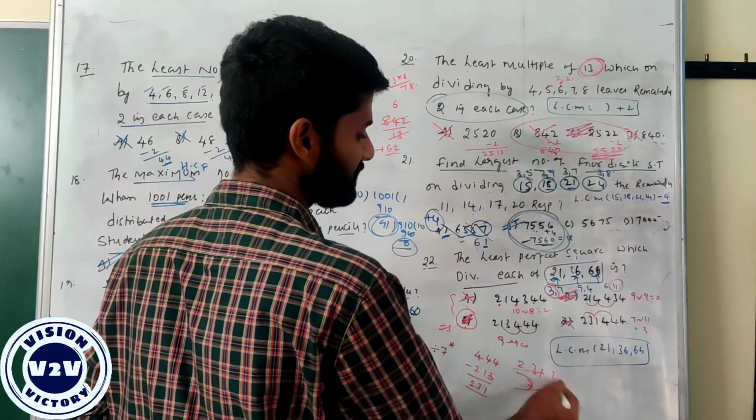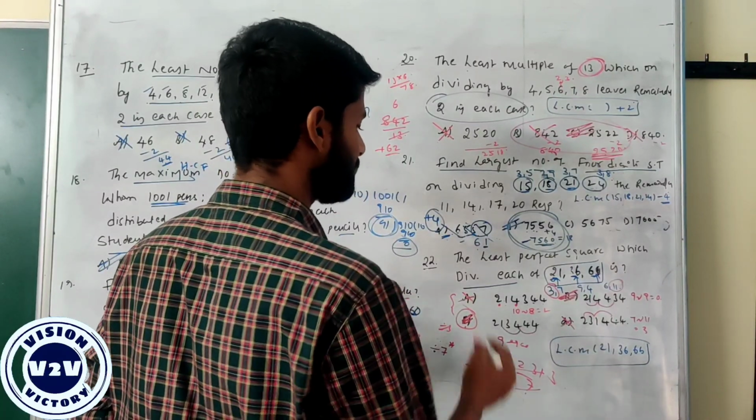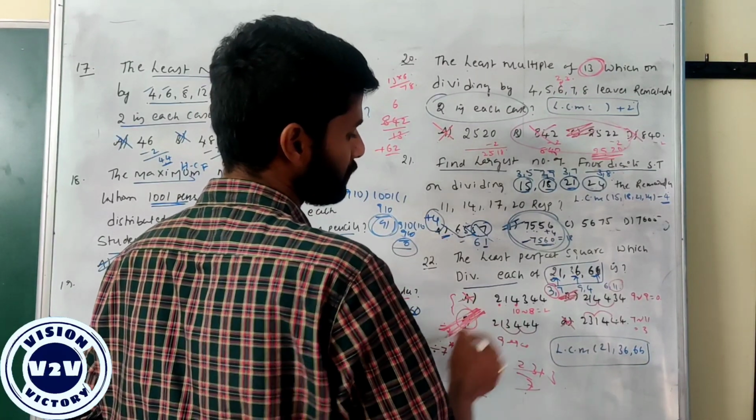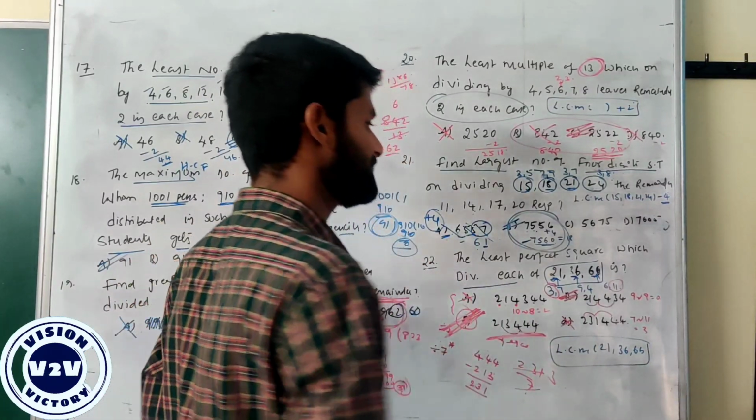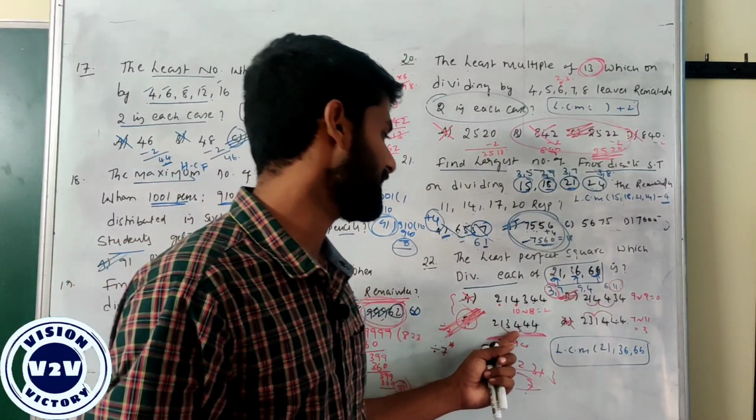7 1s are 7, 7 3s are 21. Again, 7 3s are 21. So this number satisfies all the properties. It means the exact perfect least square is equal to 21,344.